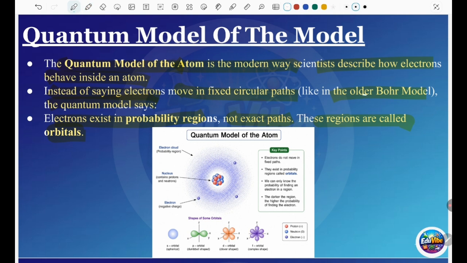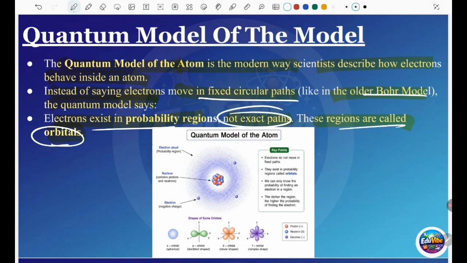The Bohr model, which we did in the previous lesson, says that electrons move in fixed circular paths. But the quantum model says that they exist in probability regions. They are not at a particular place for every electron. They don't have any fixed path. These regions are called orbitals, and they are different regions; they are not fixed. So that's what the quantum model says.